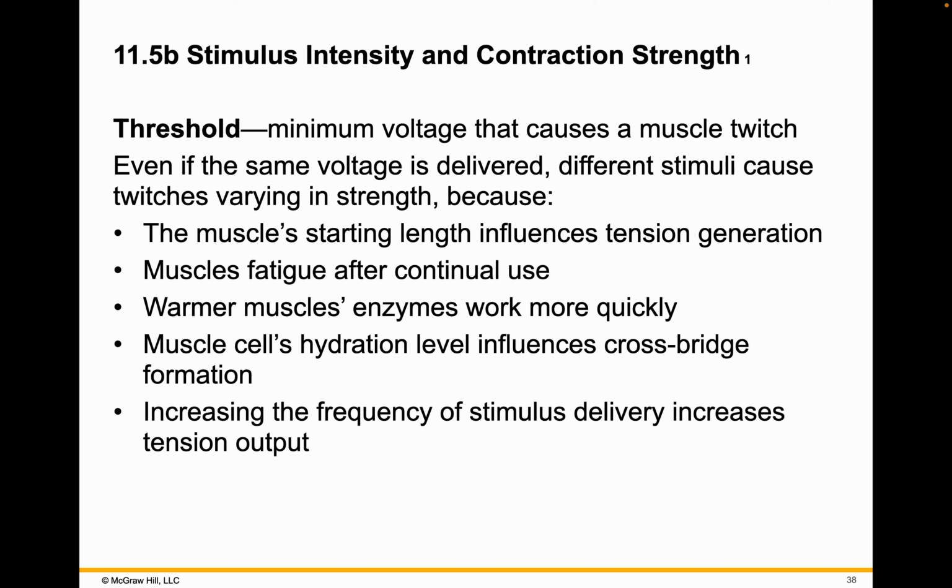There is a threshold, a minimum voltage that causes a muscle to twitch. So even if the same voltage is delivered, different stimuli cause twitches varying in strength and length. Varying in strength because the muscle's starting length influences tension generation. Muscle fatigue after continuous use matters. Warmer muscle enzymes work more quickly. Muscle cell hydration levels influence cross-bridge formation. Increasing the frequency of stimulation delivery increases tension output.